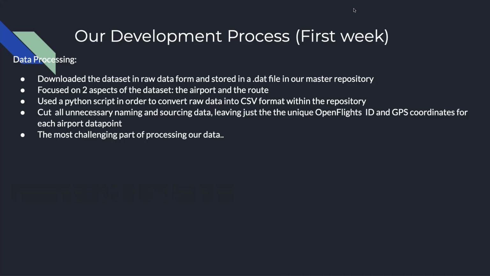So we had to have a mapping structure for mapping from IATA code to OpenFlights ID number. The airport information dataset provided an OpenFlights ID for every airport, but it was not provided for IATA, and that caused a lot of complications.